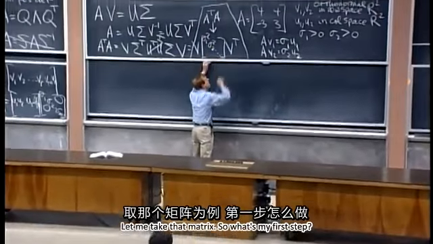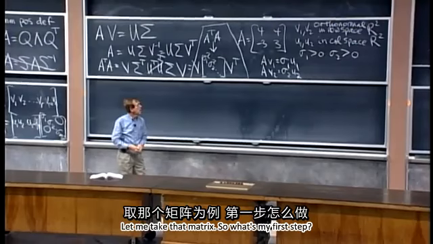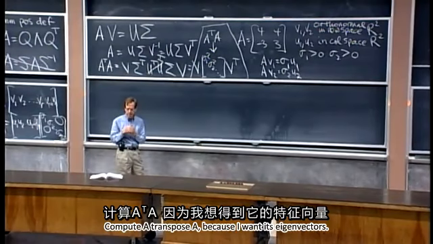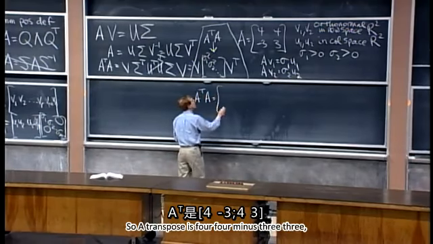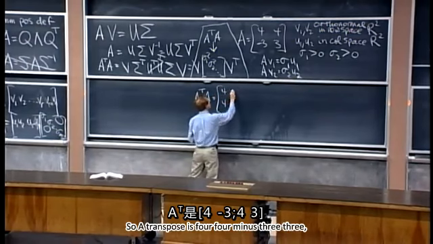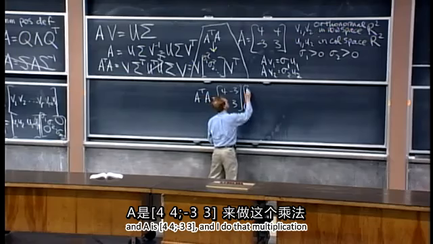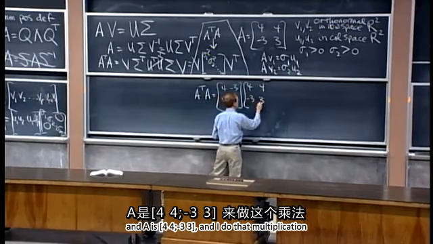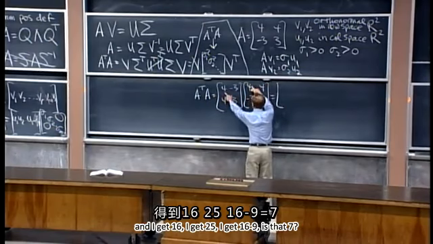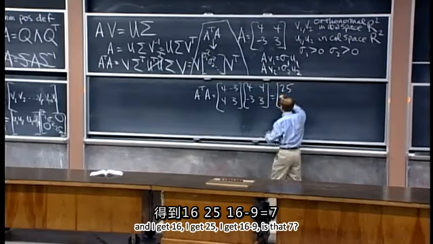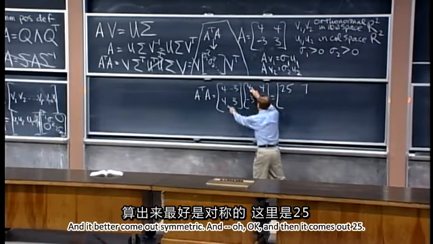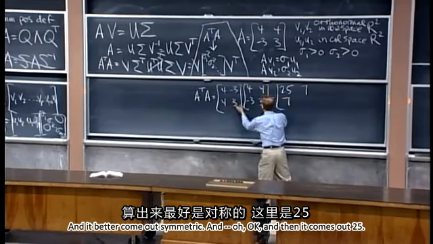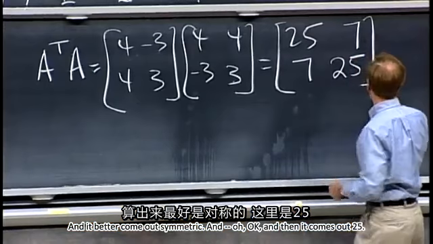Okay. Let me take that matrix. So what's my first step? Compute A transpose A, because I want its eigenvectors. So A transpose is 4, 4, minus 3, 3. And A is 4, 4, minus 3, 3. And I do that multiplication, and I get 25. I get 16 minus 9. Is that 7? And it better come out symmetric. And, okay, then it comes out 25.